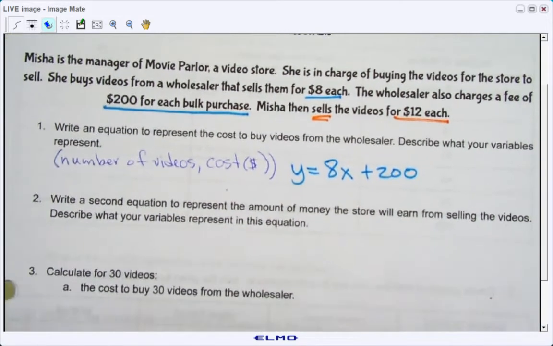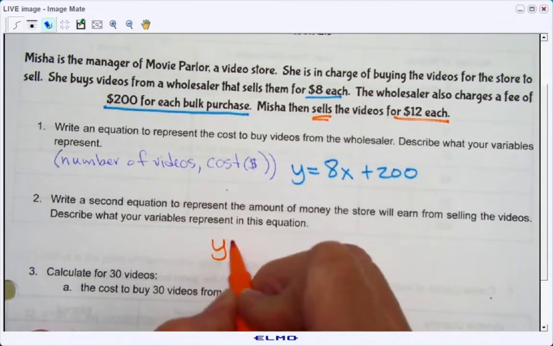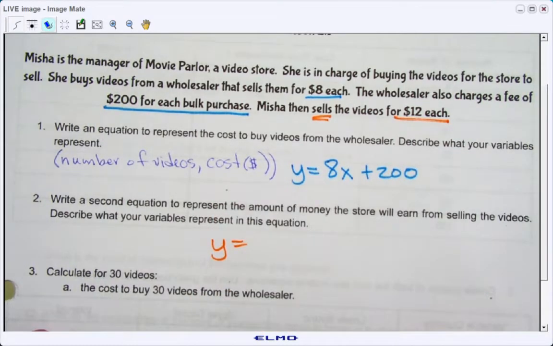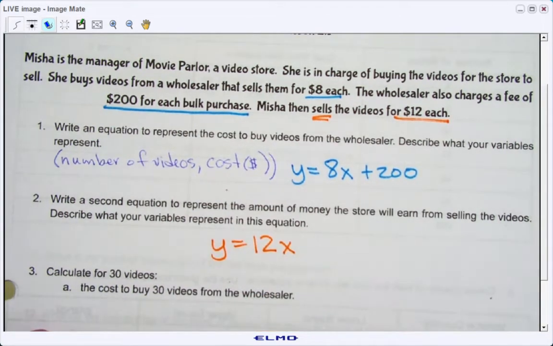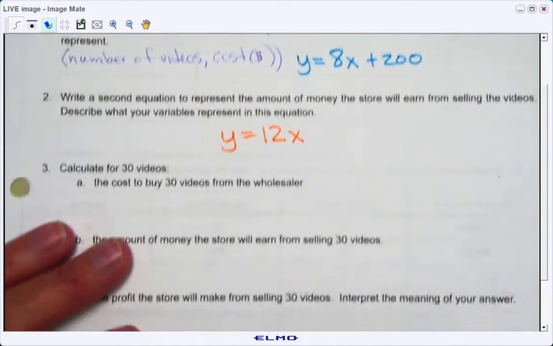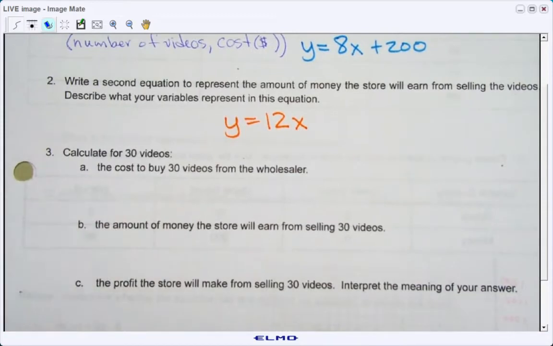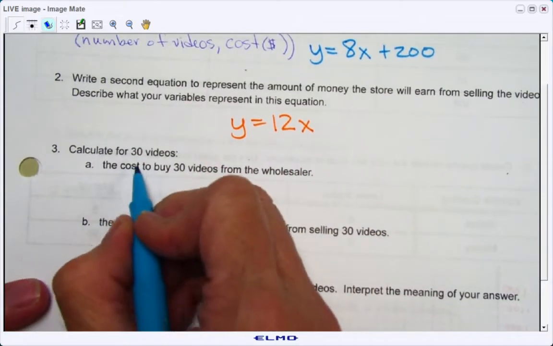Then we're doing the same thing here. The variables are the same. So how much is it for each video when I'm selling it? It's $12 for each video. So y equals 12x. Now it wants me to calculate for 30 videos.